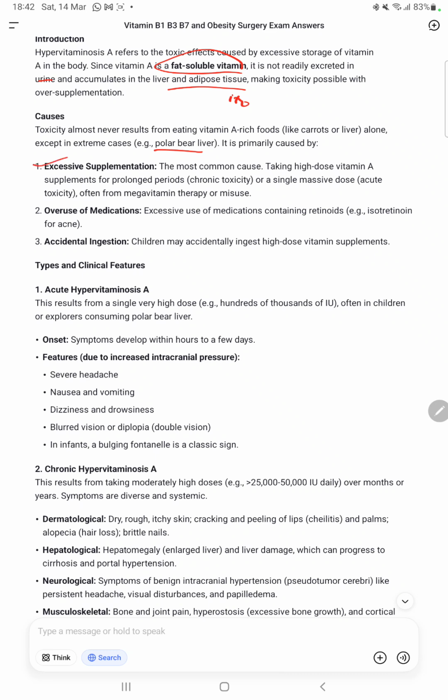Excessive supplementation is the most common cause. Taking high dose vitamin A tablets for prolonged periods can cause toxicity, or megavitamin therapy. Then overuse of medications containing retinoids for acne, and accidental ingestion can be seen in the case of children.